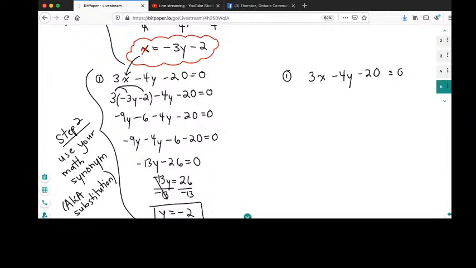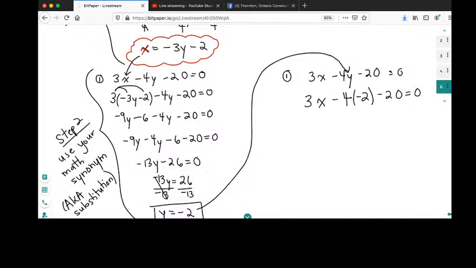Awesome. And I'm just going to take this value of y and plug it in instead of the letter y. So all that I have to do is very simply plug that in. And then I just do the multiplication. So I get 3x. Negative 4 times negative 2 is positive 8. And then negative 20 stays the same for right now.